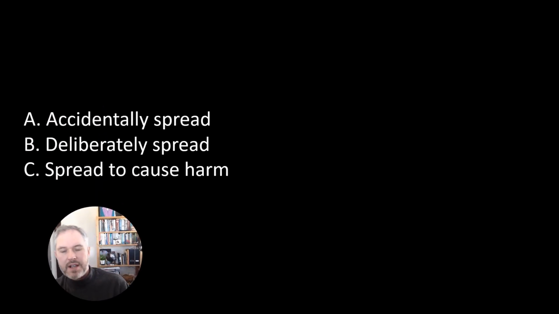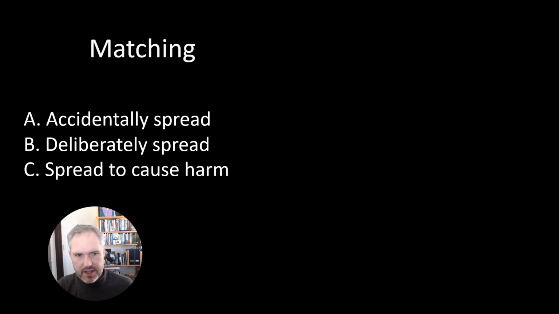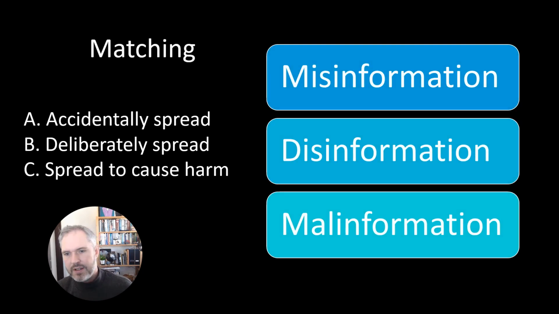Okay, so as I said, fake news is not a very helpful expression. We tend to try to break this topic down into three types of bad information. So there's misinformation, there's disinformation, and there's malinformation. Now just pause the video and see if you can decide which is which, A, B, C, which is misinformation, which is disinformation, and which is malinformation.